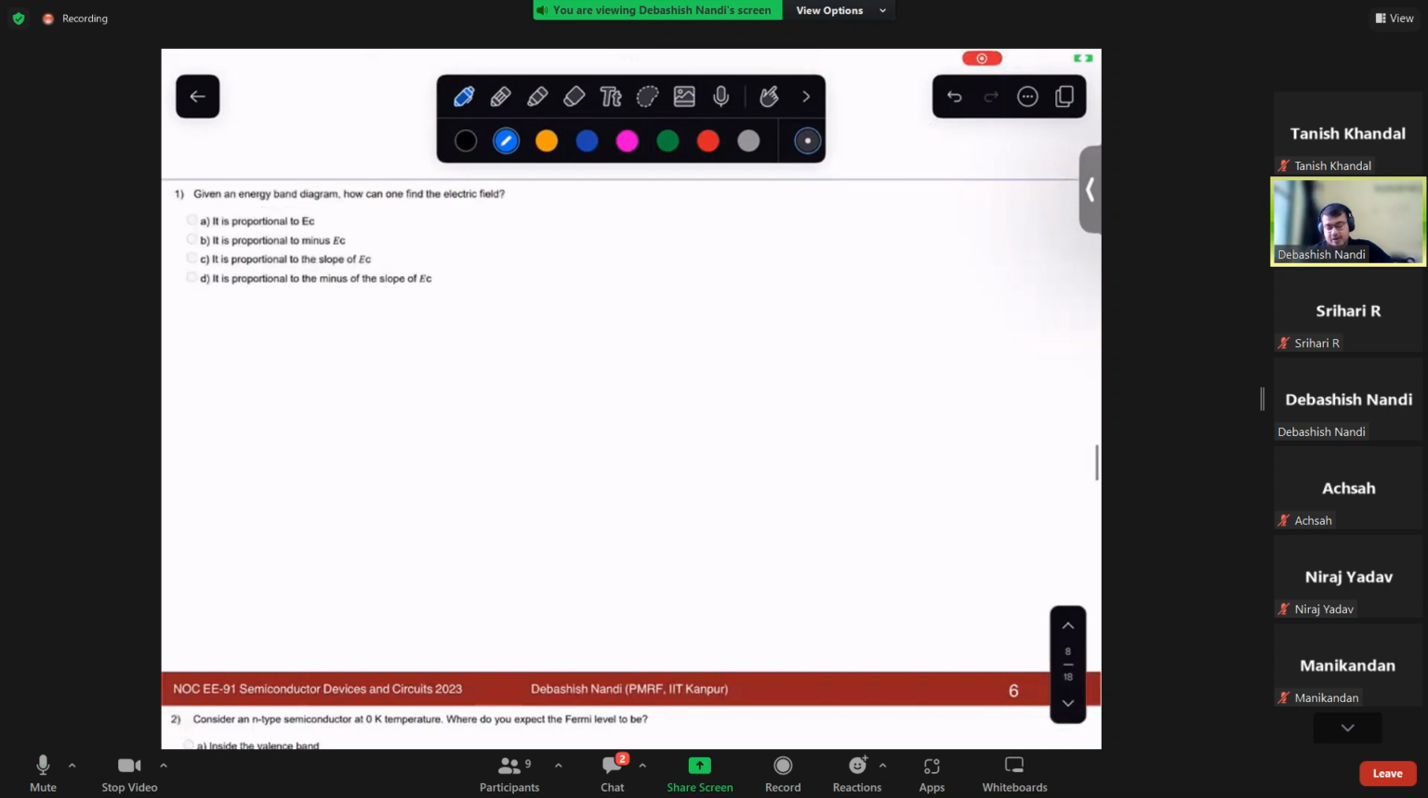It is given that, given an energy band diagram, how can one find the electric field? Let me give you some insight into this. First, tell me the difference between band structure and band diagram. These are very confusing, so it should be cleared at this point only. So what do we mean by band structure? Can anyone unmute and tell me? Last class I have discussed.